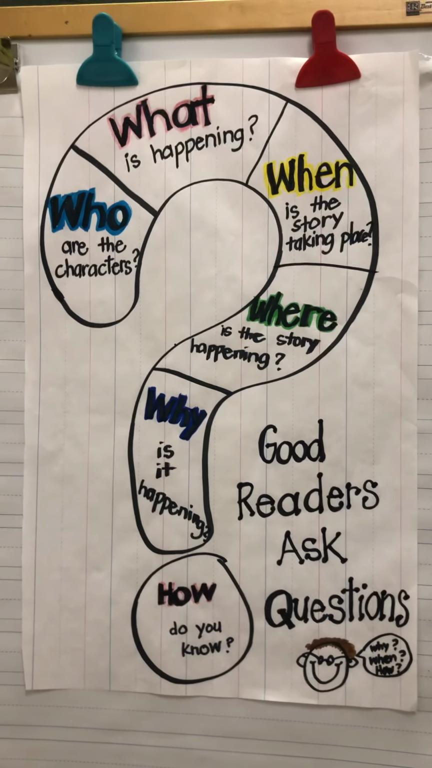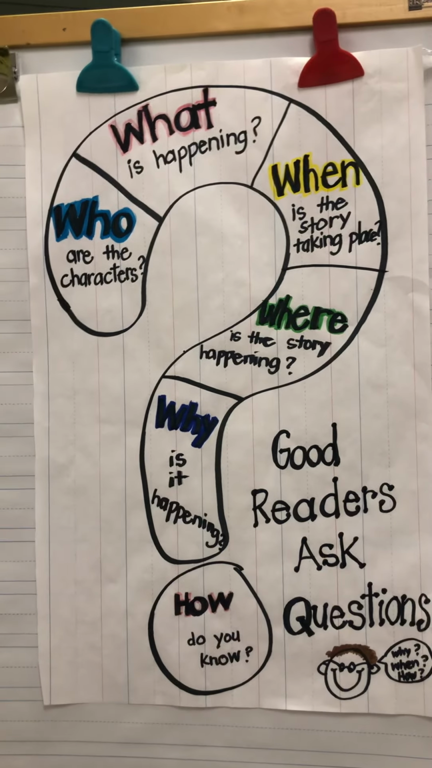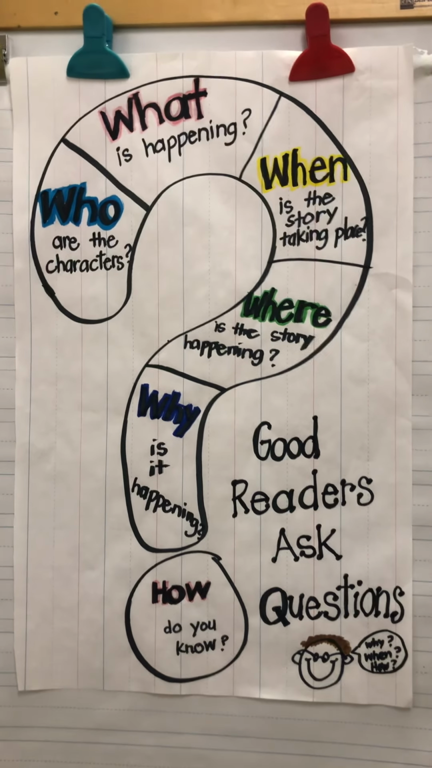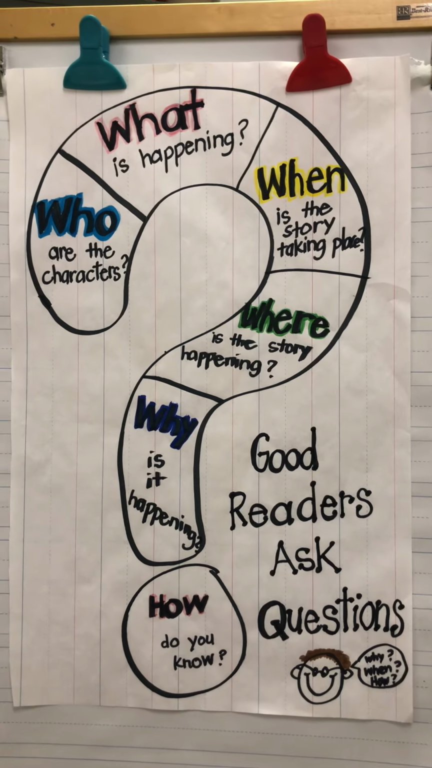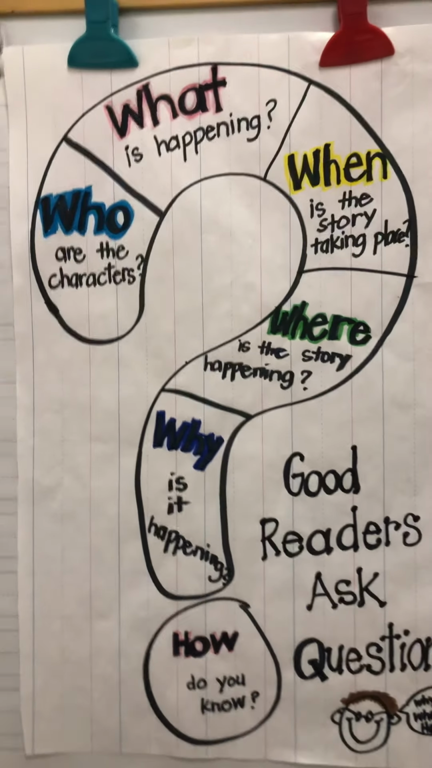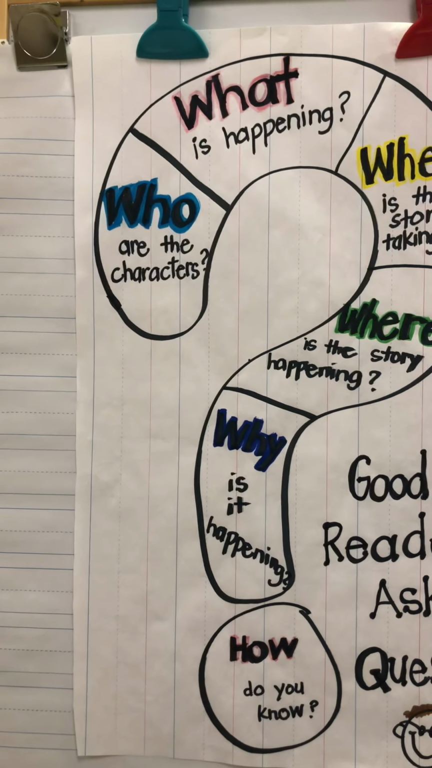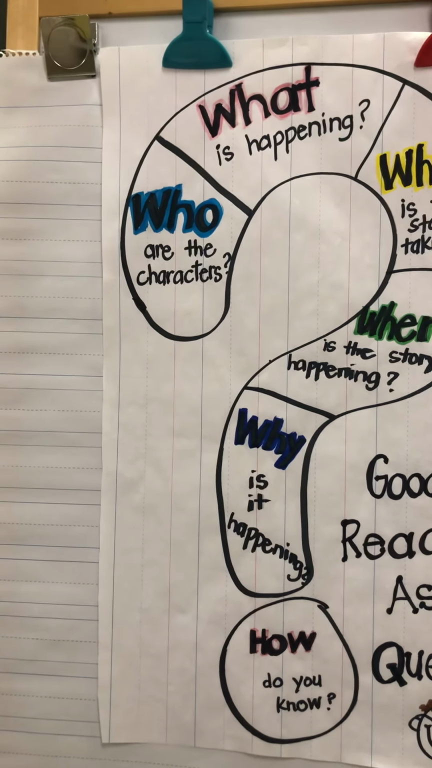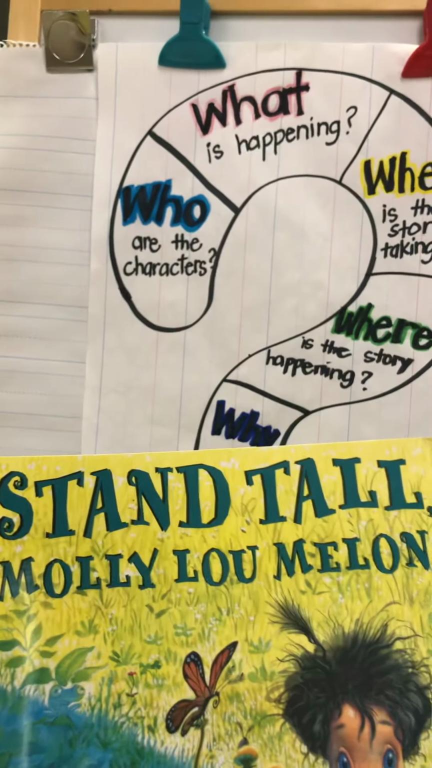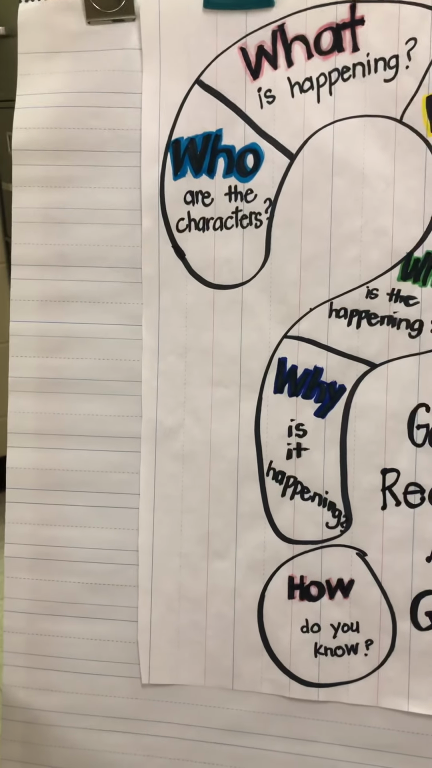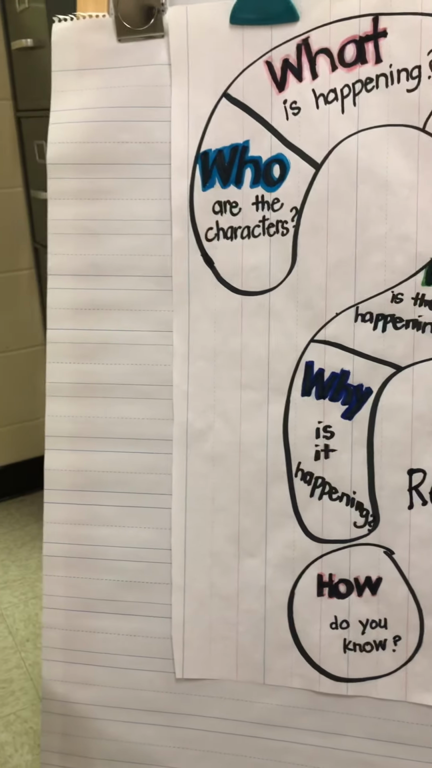Now we're going to use our anchor chart to answer some questions about our story, because good readers ask questions. First, we're going to start at the beginning of our question mark, and we see the word who. Who are the characters in Stand Tall, Molly Lou Melon? Remember, characters are people or animals that are important in the story.